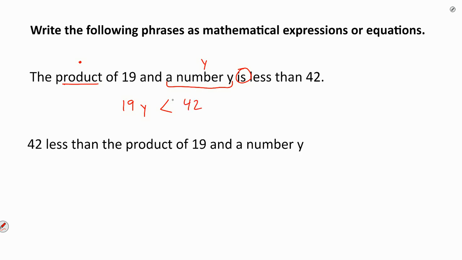Wonderful. Now conversely, we have 42 less than the product of 19 and a number y. So this is not an inequality because what word is missing here? It's the word is. Since I don't have the word is here, it's not an inequality. This is just going to be an expression. So 42 less than is going to be subtracting. So I'll have minus 42. The product, remember this is multiplying, 19 and a number y. So 19y minus 42. So you see here how the word is makes a huge difference in determining whether it's an inequality or an expression.